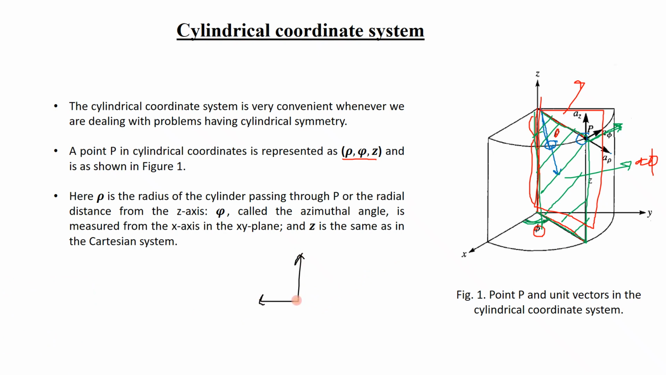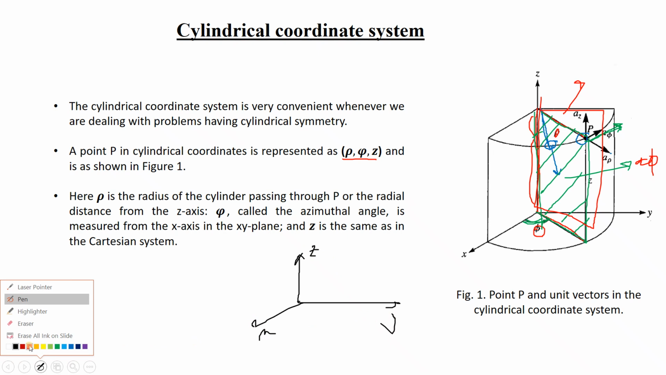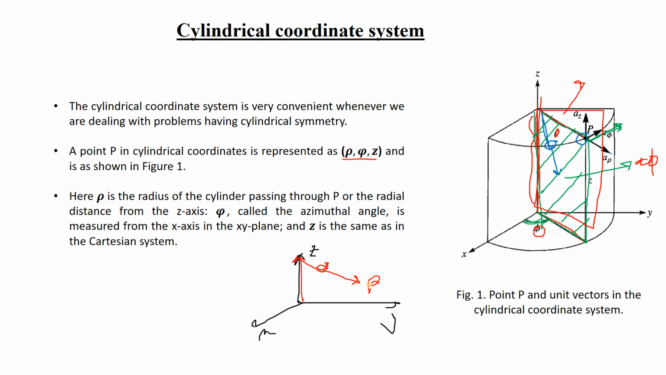So that means if I redraw it once again, suppose this is the Cartesian coordinate system, X, Y, Z. So your cylindrical coordinate system would be based on the point. Suppose this is the point. This is Z. And this would be rho. And this would be your phi. Unit vector. Got it. So these are the three axes.